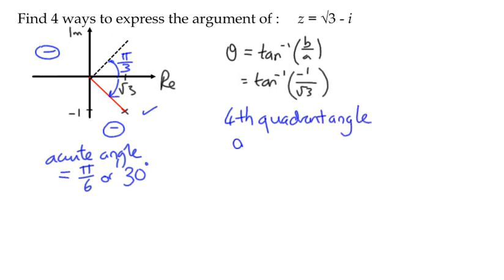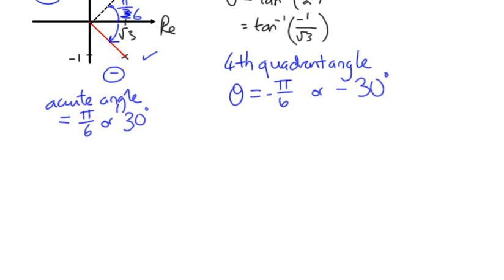It's actually quicker to work out the negative argument by just saying that the argument is not pi over 6, but negative pi over 6. Negative pi over 6 or negative 30 degrees. And you can see how that's actually a whole lot easier.